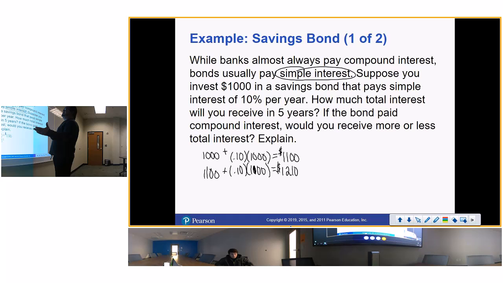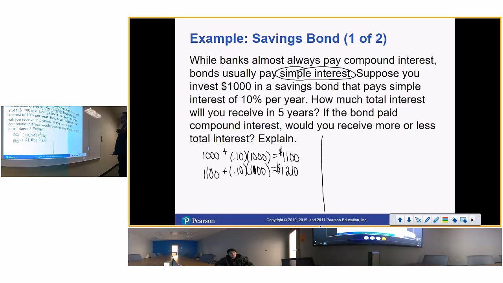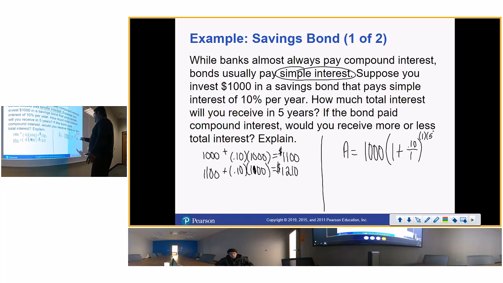And then, see, I think they're getting the cart before the horse because they haven't even shown you the compound interest formula yet. I don't know, that kind of confused me. Doesn't it say paid compound interest? They haven't even shown you the formula yet. Okay. A is equal to 1,000 times 1 plus 0.10 divided by 1 raised to the NT power, which is 1 times how many years? 5 years.